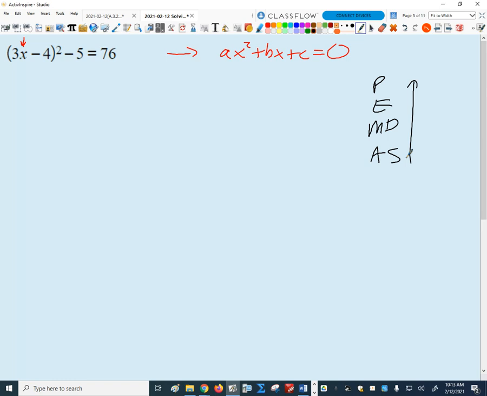So first we've got addition or subtraction. Yeah, you bet. We're going to add 5. This is outside of the parentheses, right? We have parentheses in this one. So we're going to add 5 to both sides. That's going to give us the quantity 3x minus 4 squared equals 81.